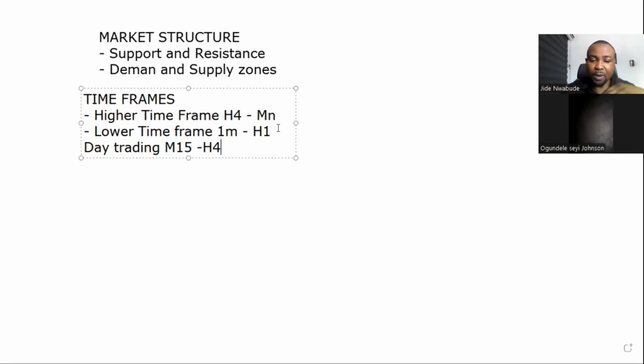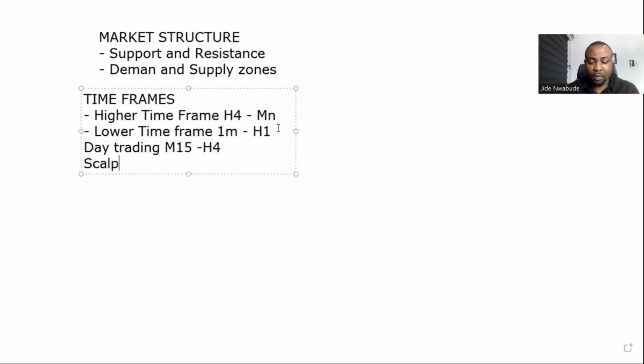And if you are a scalper, you're scalping, you want to consider from M5, that's 5 minutes time frame, to H1. Most times scalpers don't even exceed 15 minutes, 30 minutes time frame.